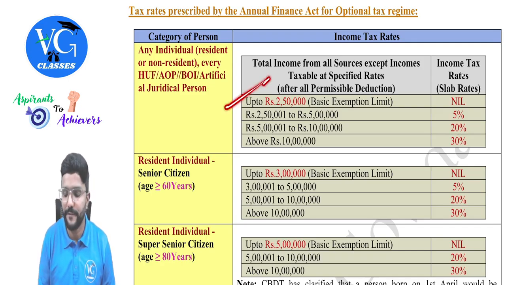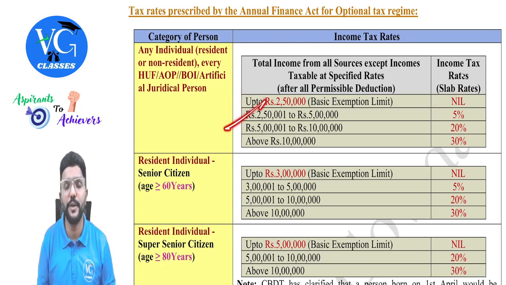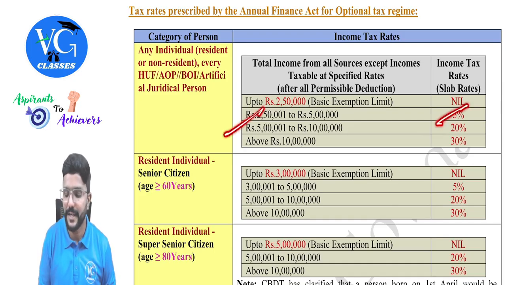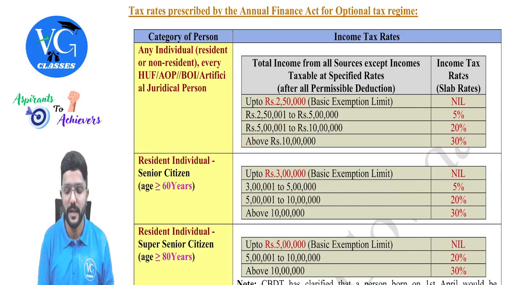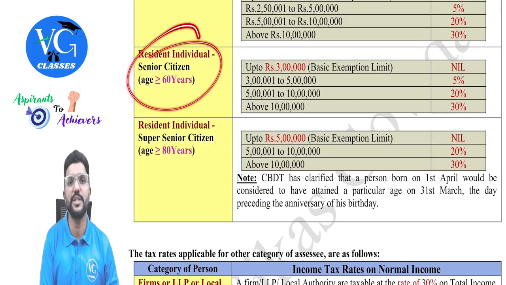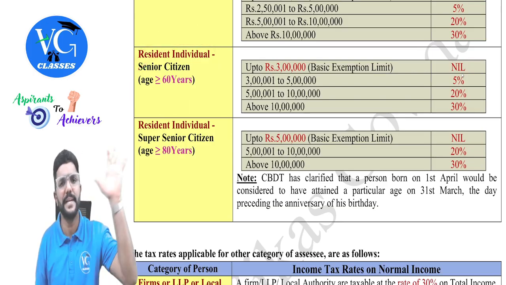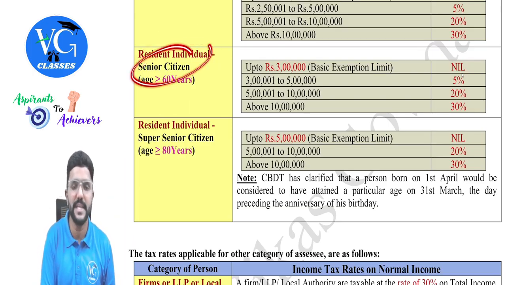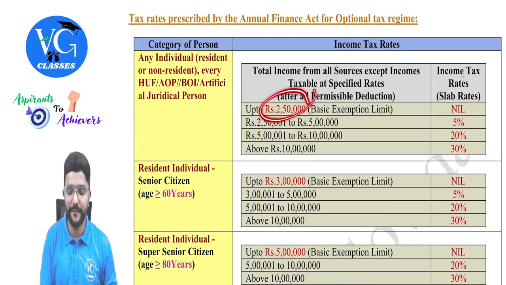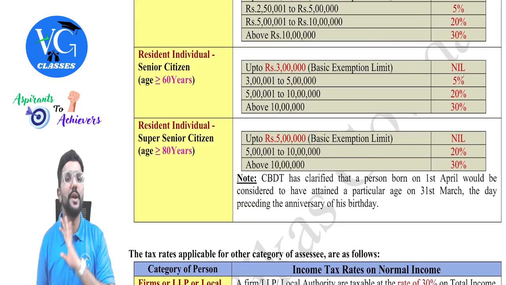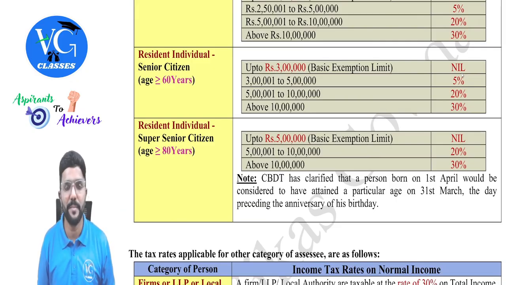Up to 2 lakh 50, it is nil. Then 2 lakh 50 to 5 lakh, it is 5%. 5 lakh to 10 lakh, it is 20%. More than 10 lakh, it is 30%, guys. Clear? Up to 2 lakh 50, we call it the basic exemption limit. But if an assessee is a resident individual aged 60 or more at any time during the previous year, we call them a senior citizen and the basic exemption limit would be 3 lakh. So instead of 2 lakh 50, it would be 3 lakh. Rest all remains the same.